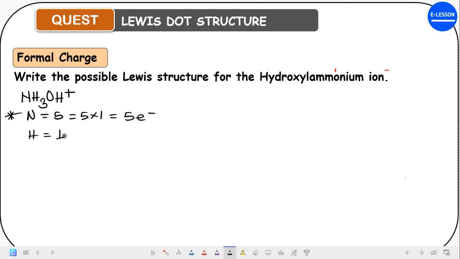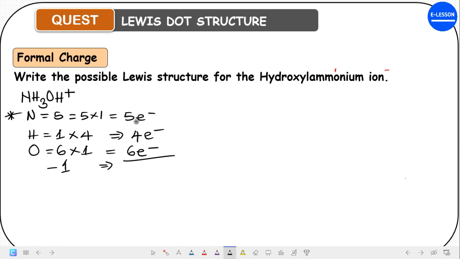Hydrogen is group 1 also. There are 4 hydrogens here, so 1 times 4 will give us 4 electrons. Now oxygen is group 6. It has 6 electrons, so 6 times 1 will give us 6 electrons also. I think we've calculated all. Now this positive here means subtract 1 electron. So 5 plus 4 plus 6 is 15, minus 1 is 14 electrons. Have we gotten 14 electrons?